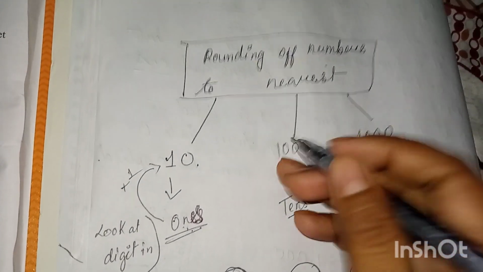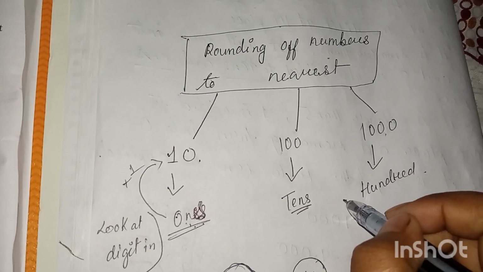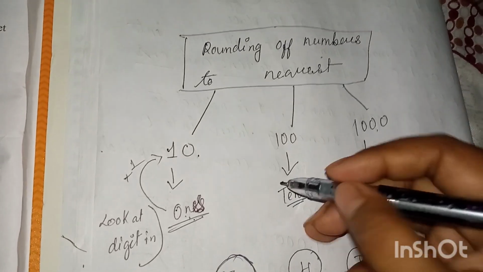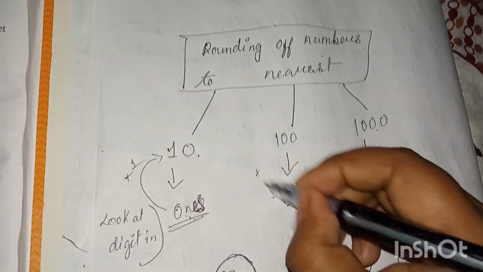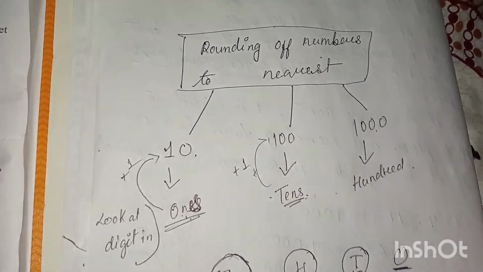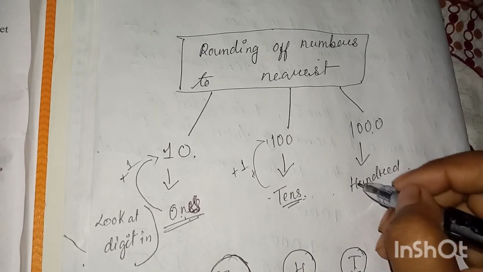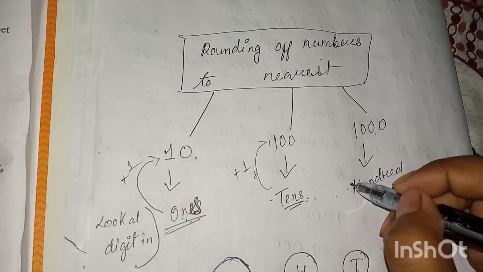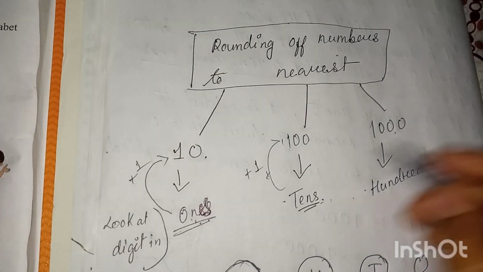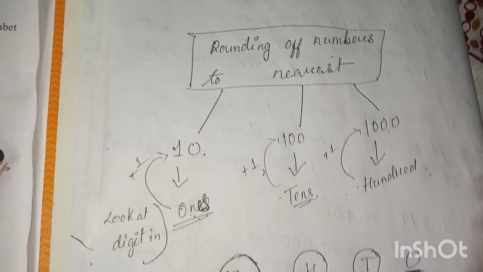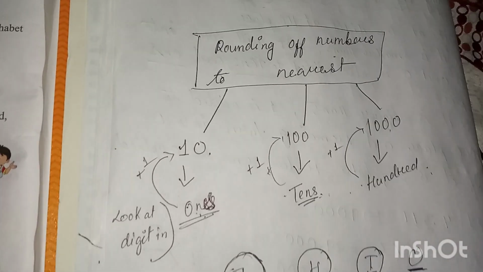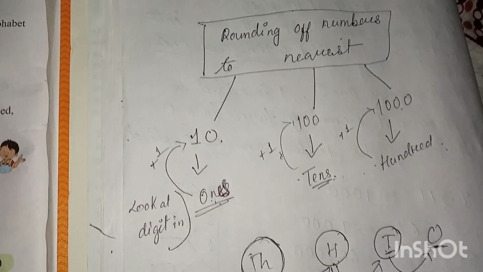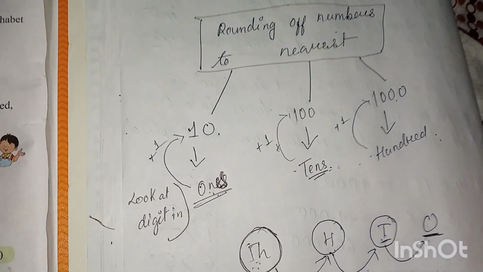Same here. If the tens place is smaller than 5, then it becomes 0. If it is bigger than 5, then 1 is added to the 100 place. And same in the 1000 place. If it is smaller than 5, then it remains 0. If it is bigger than 5, then 1 is added to the 1000 and the rest of the places become 0. Everywhere almost the same rule. Just don't be confused about where we have to make the changes.